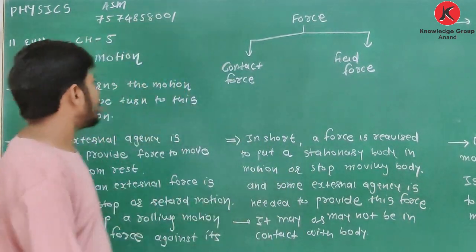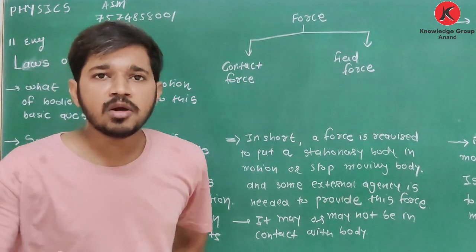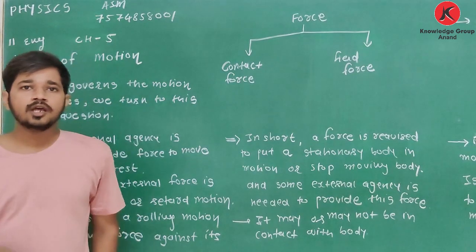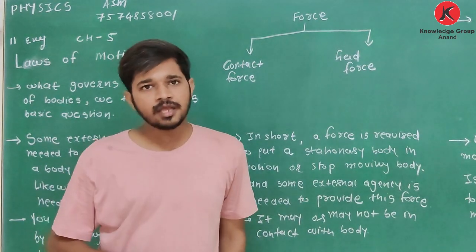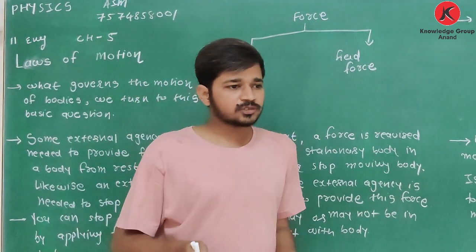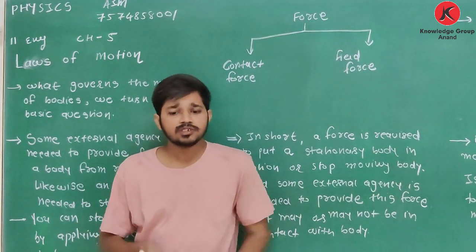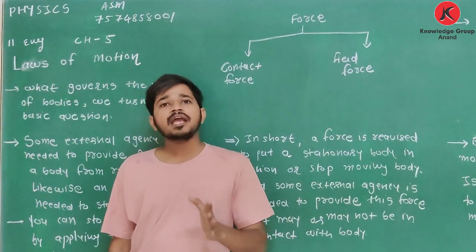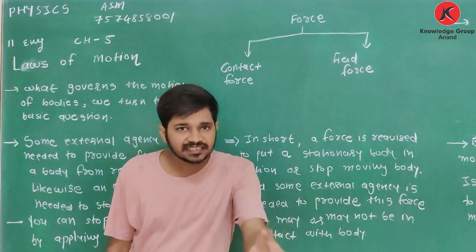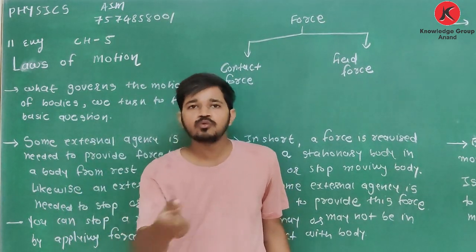In this chapter, chapter number 5, laws of motion, we will study how an object comes in motion and what is required to bring an object in motion or to stop its motion. If we start from some routine work, if I have a notebook on a bench and I want to displace that notebook, obviously I have to give some external agency that provides force. Means with the help of my hand I have to give some force to move that book.